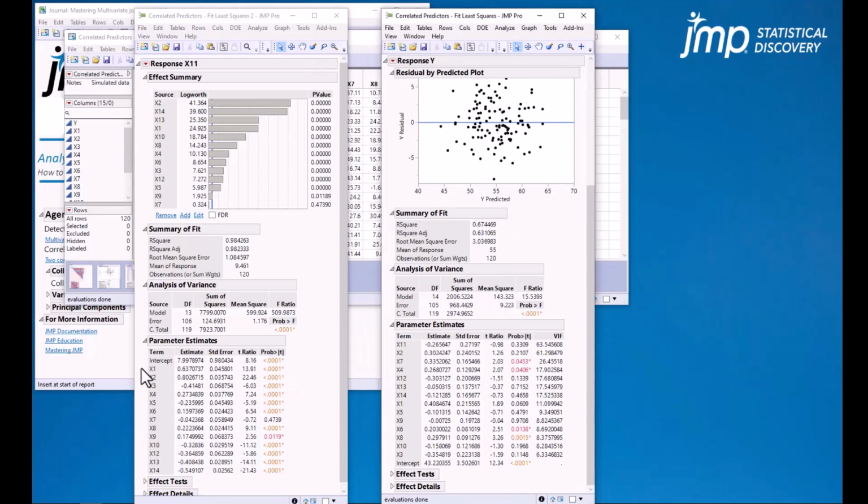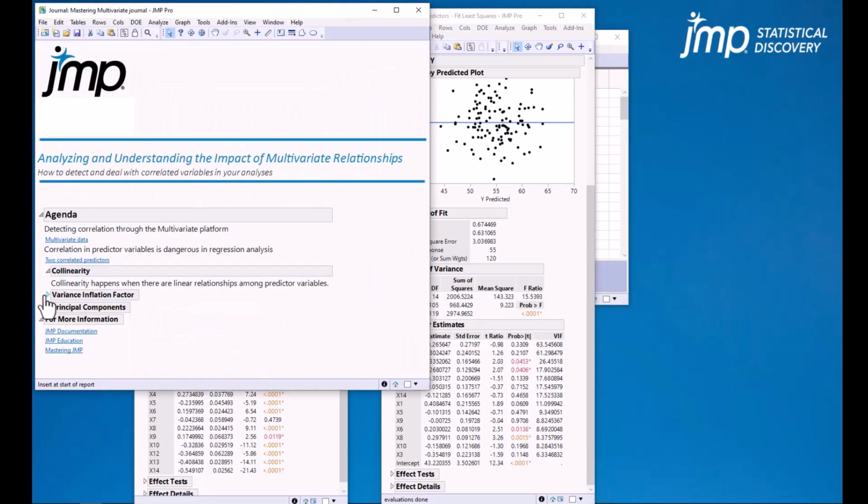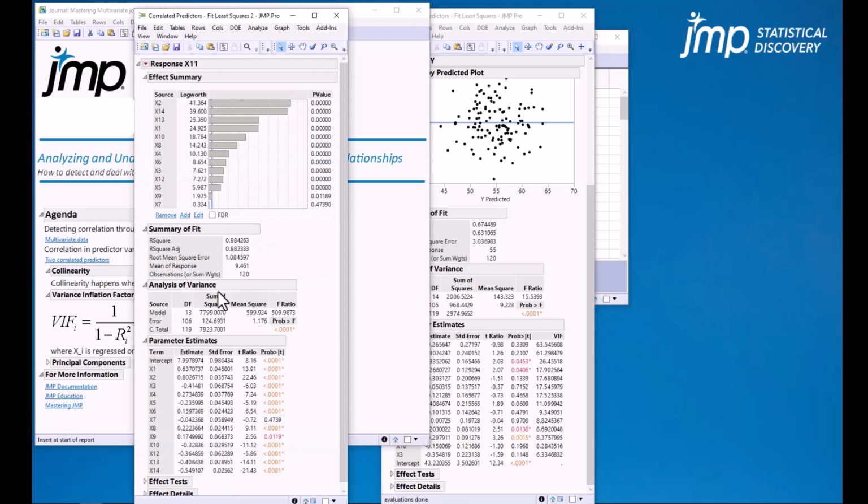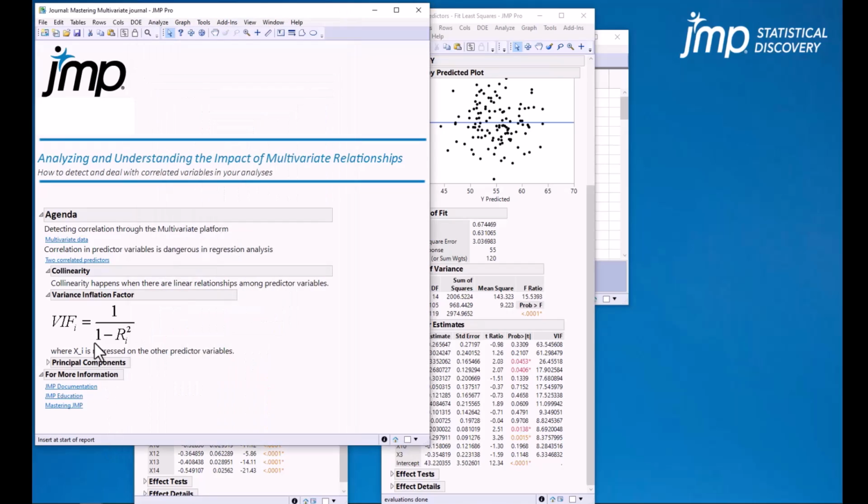So what is this VIF, variance inflation factor, and how is it calculated? You take this R-squared value, 0.98, and you take 1 minus that and then take the reciprocal. So the variance inflation factor is 1 over 1 minus R-squared, where that R-squared comes from regressing X sub 11, in this case, on all of the other predictor variables. So high VIF means worse correlation.